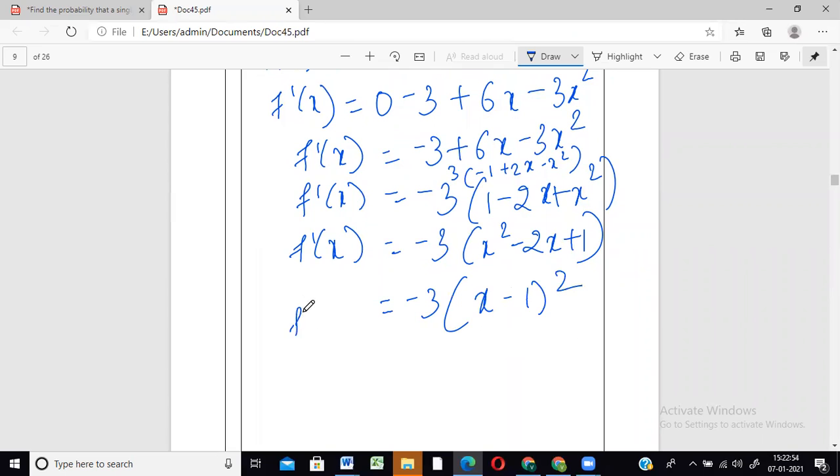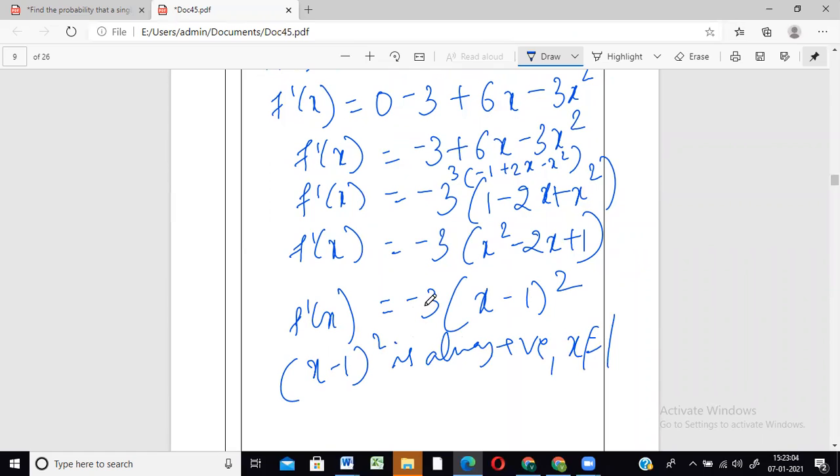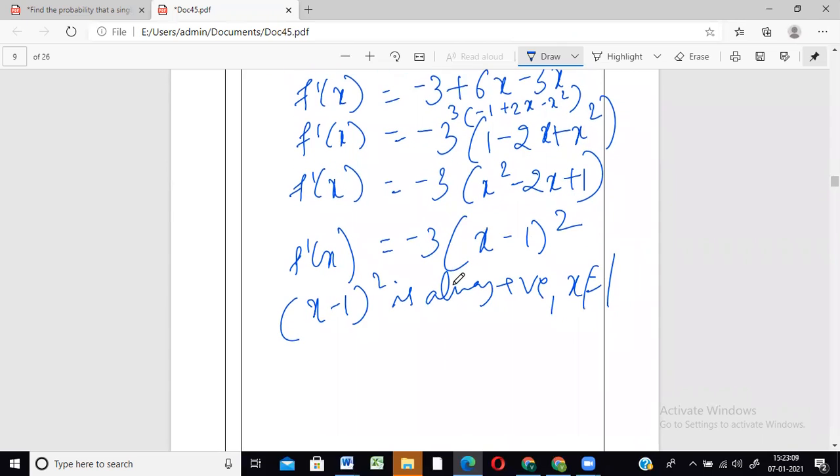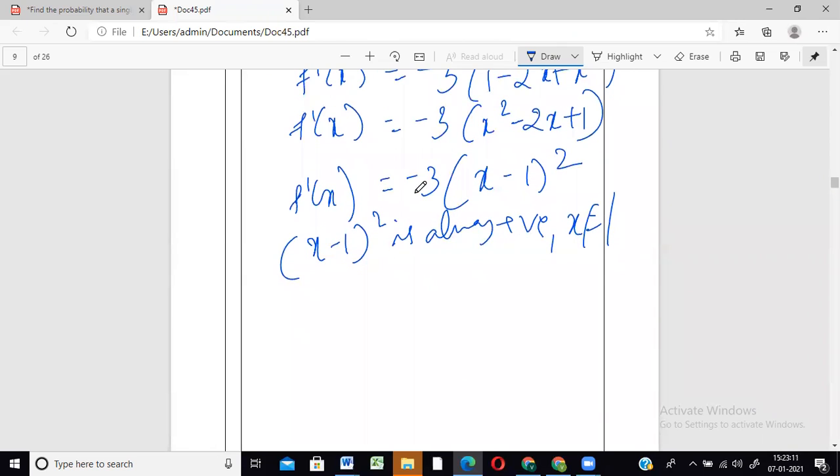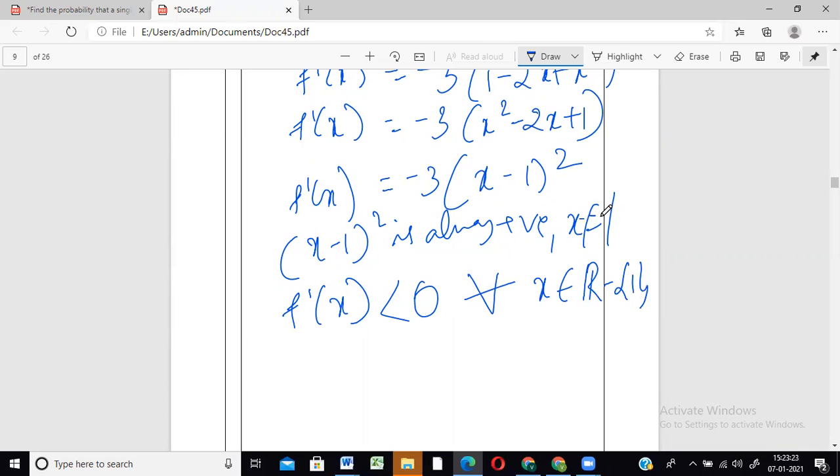Now again the same thing. Here x minus 1 the whole square is always positive only when x is not equal to 0. But the trouble creator is minus 3 over here. So we had a positive sign, so that was always positive, and we were only concerned about this bracket. Now this itself is negative. When this itself is negative, we have f dash of x is less than 0 for all x belonging to real minus that 1 which we're going to exclude. Correct? Okay.